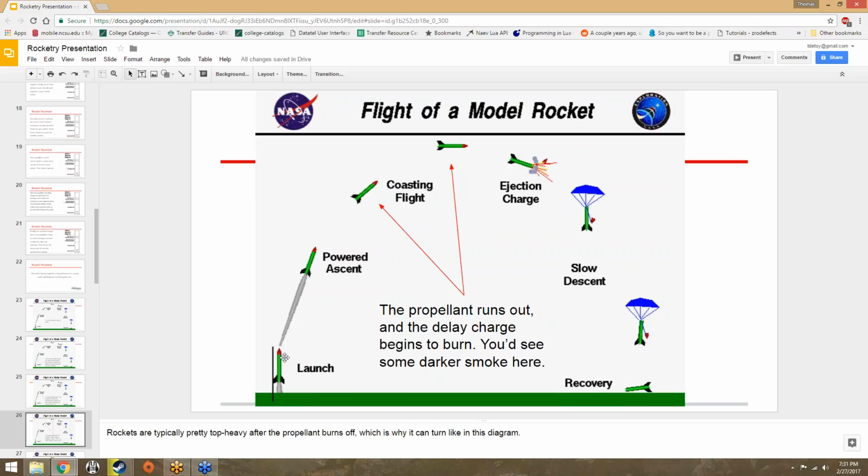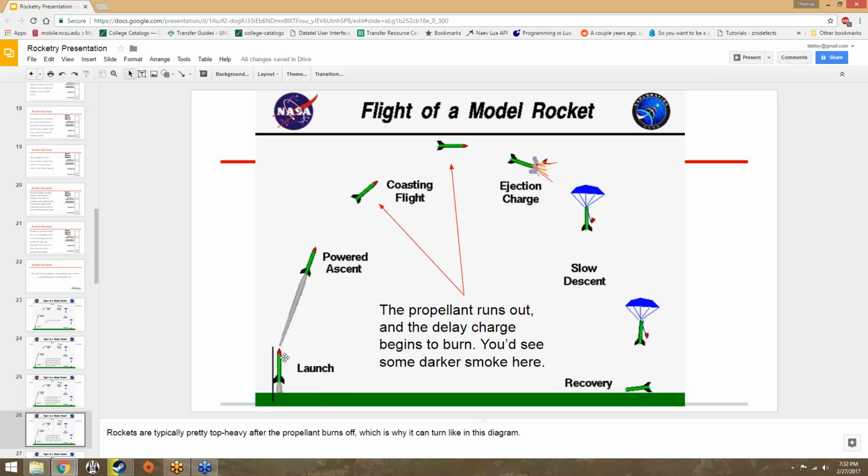Propellant runs out, the delay charge begins to burn, and you usually see some sort of darker smoke or something like that there. Or maybe it depends upon the manufacturer. Sometimes you'll see darker smoke, sometimes even lighter smoke. Either way, it's meant to be something so that you can actually see your rocket in the air, because at this point your rocket is higher in the air, which means that it's harder to view, especially depending upon how you've painted it and things like that. So there's some helpful smoke which can come out in order to help identify where your rocket is.